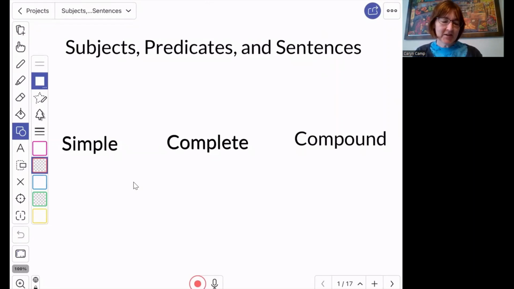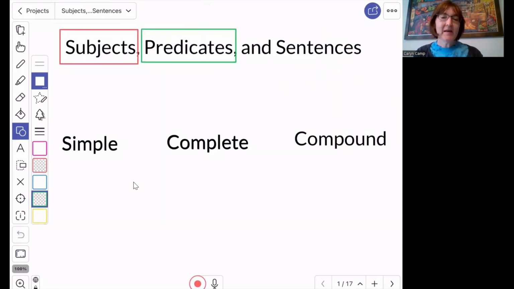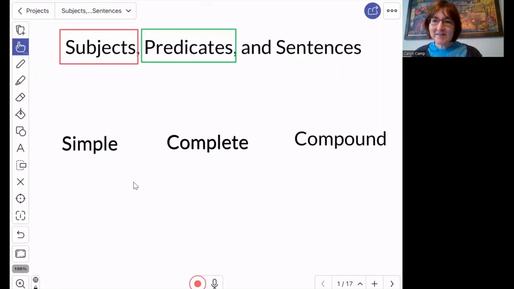We have been learning a lot about subjects and predicates and sentences. But we use these words simple, complete, and compound so much that it is easy to get confused about what we mean. So this video is going to help explain that.